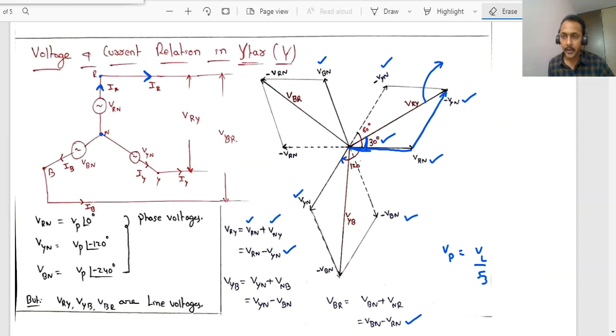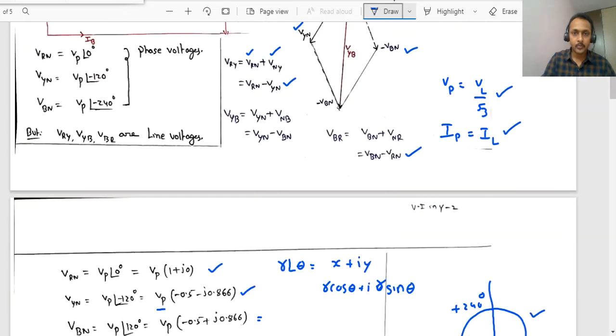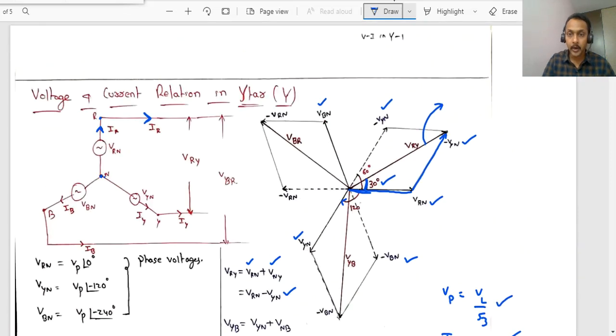But what about voltage? The phase voltage will be equal to VL by root 3. But whereas with respect to the current, what is the condition? Phase current and line current both are same. These two derivations are very, very important. Clear? Right. Now, observe one more interesting point you can observe here.